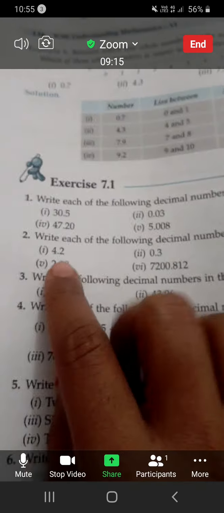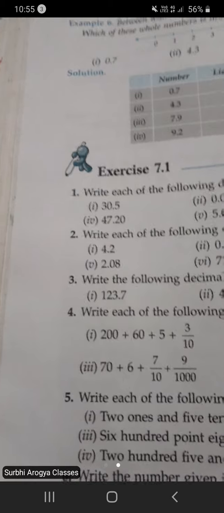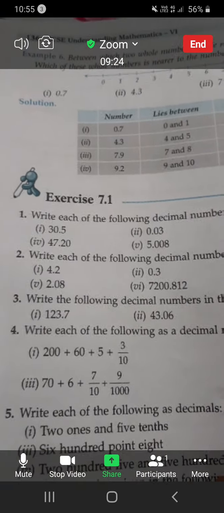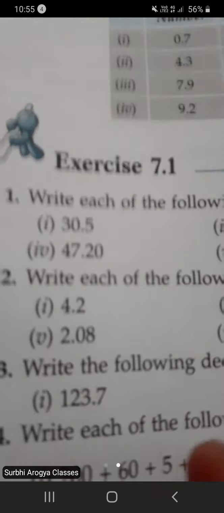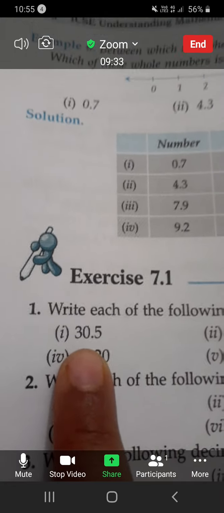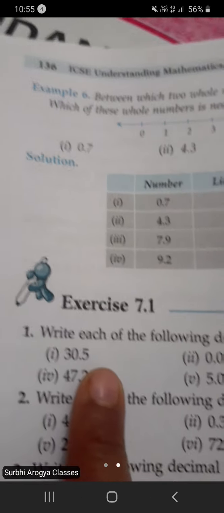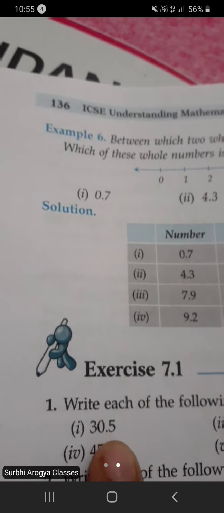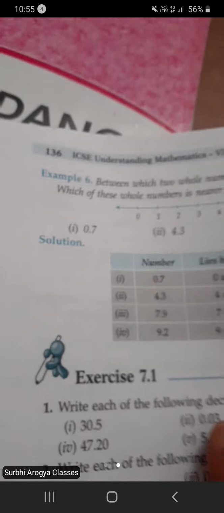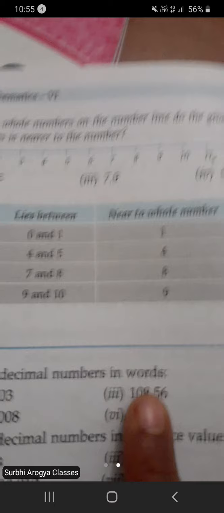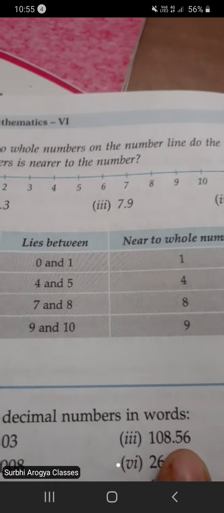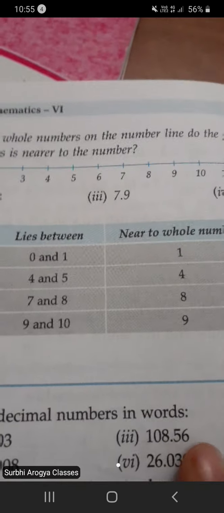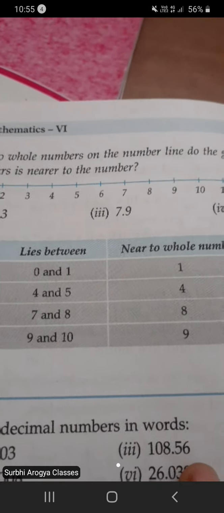Now we will solve the problems of exercise 7.1. You have already solved. I am just keeping a revision session, children. Write each of the following decimal numbers in words. You already know how to write the numbers on the left side, and now how to write the numbers on the right side of the decimal. Children, you will read it as 30.5. Okay, and if there are two digits, we will write like this: 108.56. Children, these are read like this.